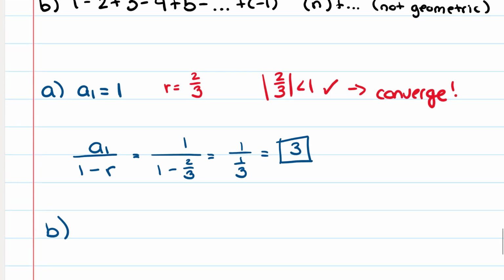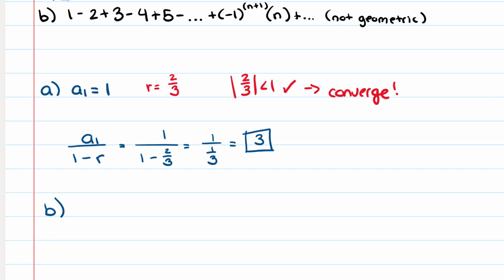All right, let's go ahead and try the next one. So for the next one, I have 1, -2, 3, -4, 5, and so on. So I'm not really sure if that's going to converge or not. I don't really know what r is. Well, I know it's not geometric. So let's start just writing out some of the sums.